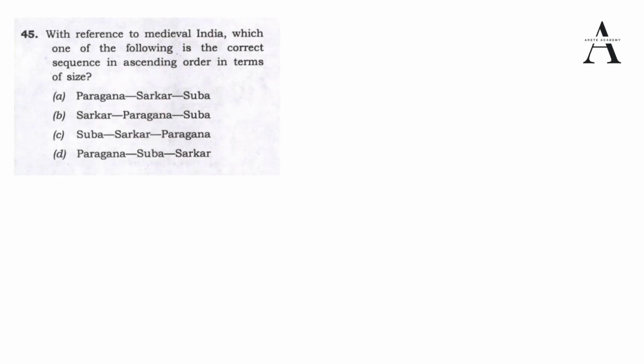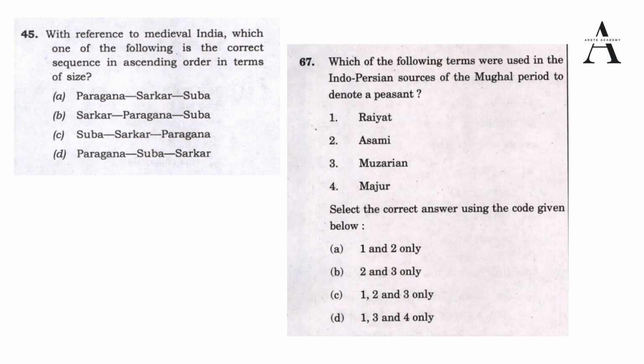So now we will discuss the question with which we started. The question is, with reference to medieval India, which one of the following is the correct sequence in ascending order of the terms? Do you know the answer or not? The answer is village, Pargana, Sarkar and Suba. This question was asked by UPSC last year in CSE.